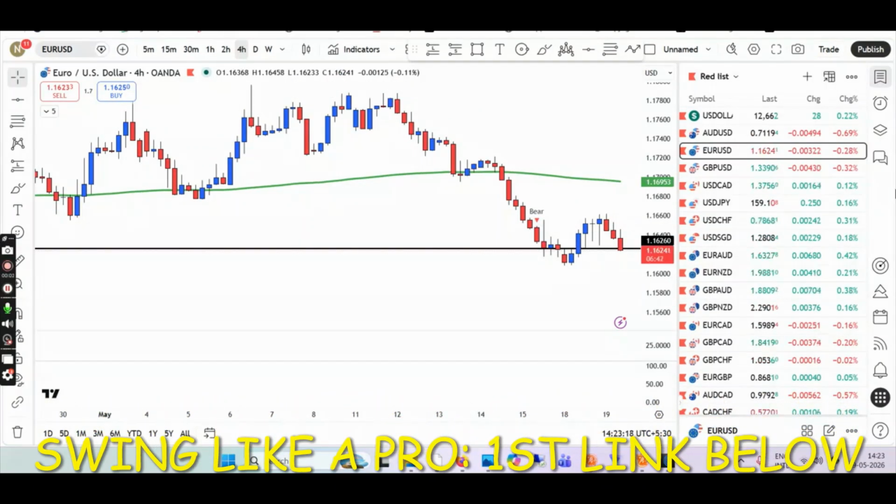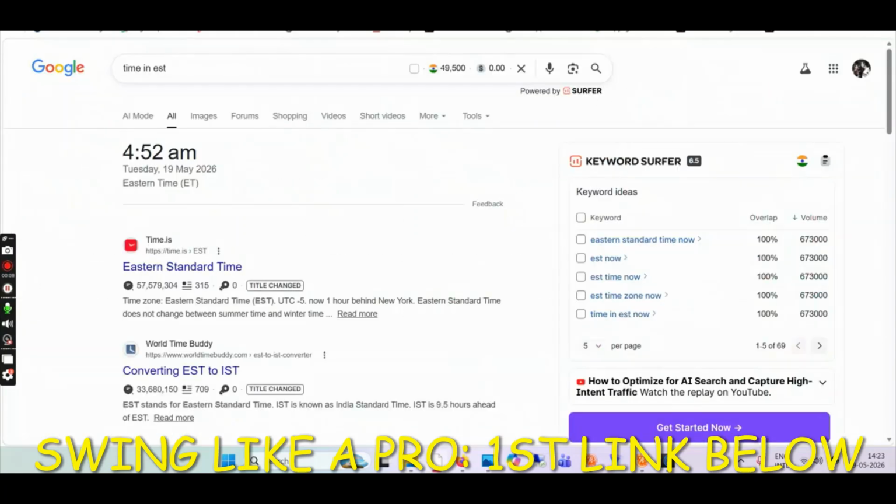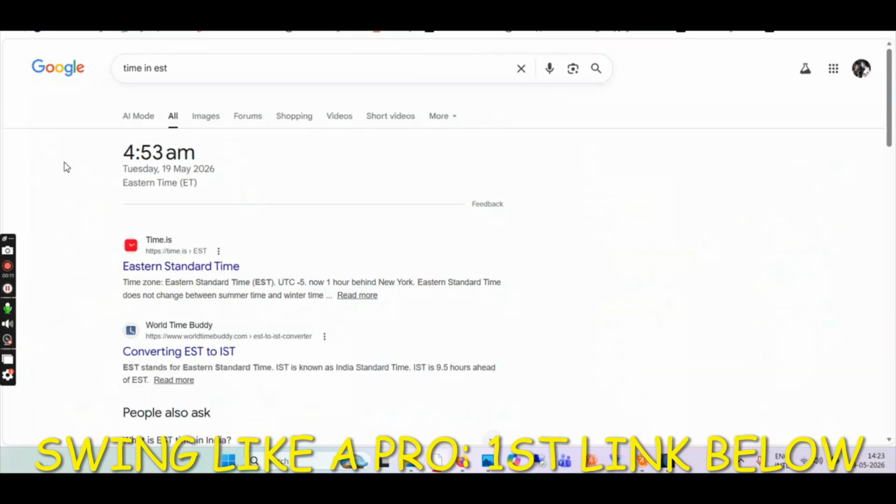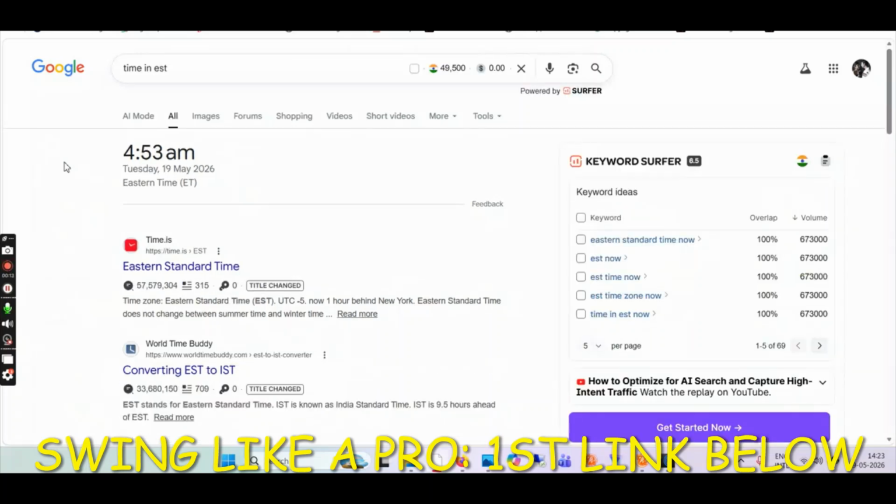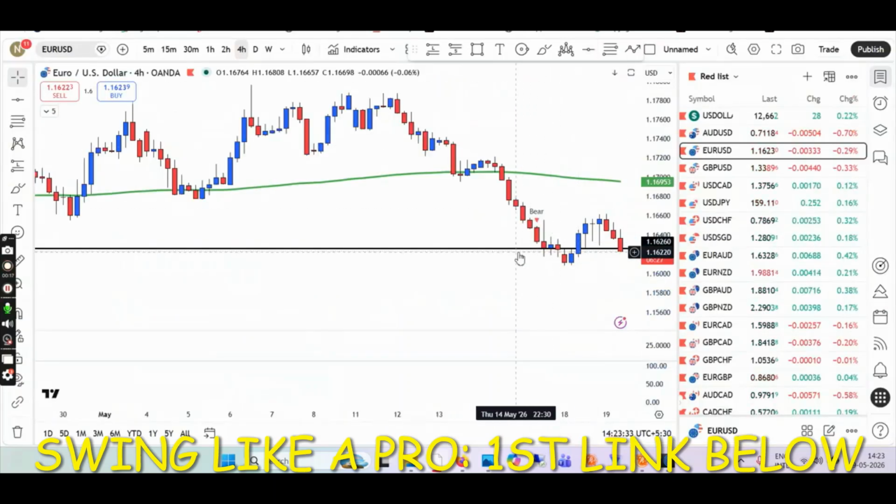Alright guys, we're back with our take profit. So you can see the price has just touched the black line, and let's check the date and time first. So refresh, and it is 4:53 a.m. Tuesday 19th of May 2026 in EST, and we have made 12 pips in this trade.